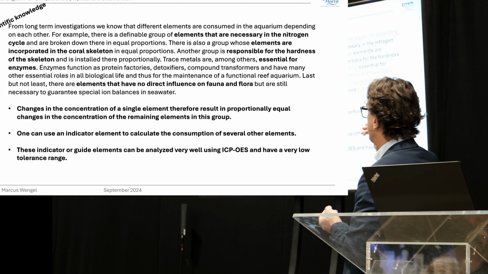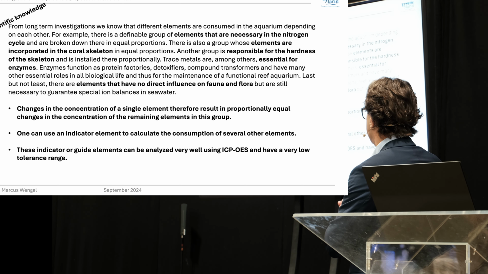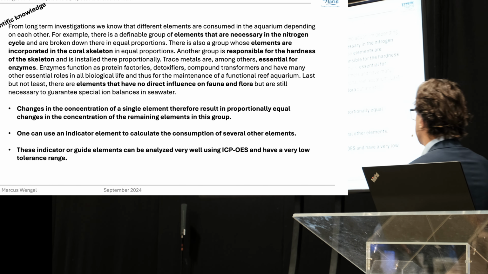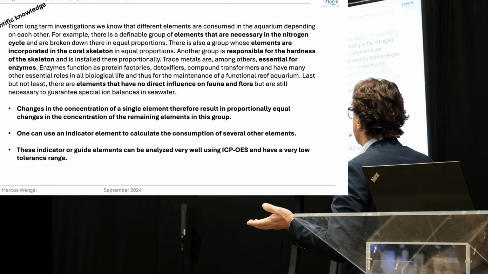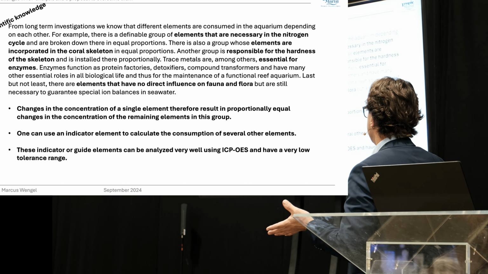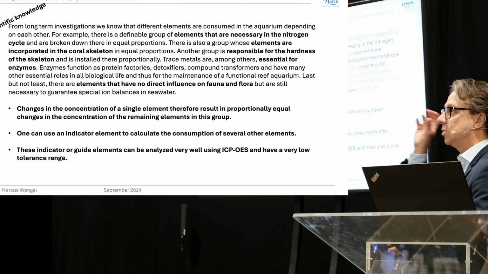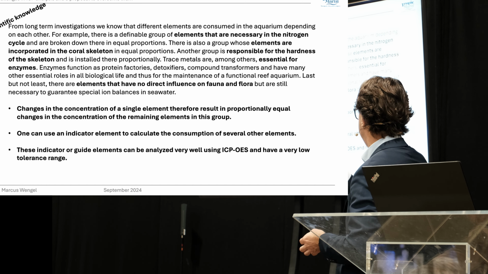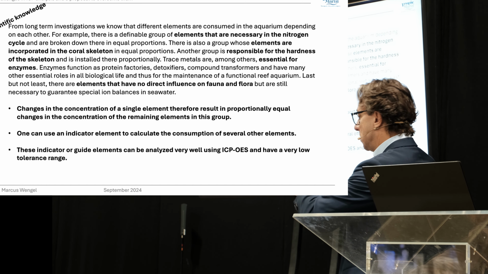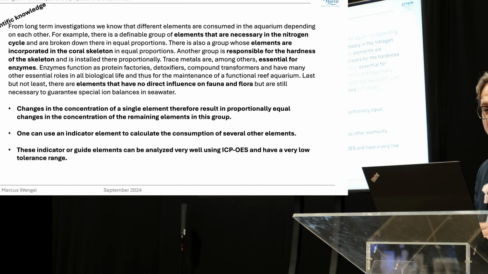So, if we know this, we can use so-called indicator or guiding elements to calculate the consumption of several other elements. So the indicator or guide element can be analyzed very well using ICP-OES. We use elements which we know they can be analyzed very, very well in ICP-OES, and then we can dose the whole group. We can calculate the values of the whole group.